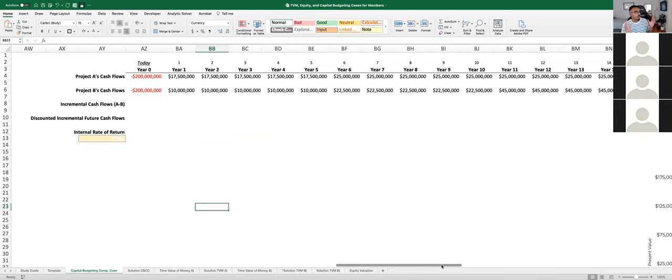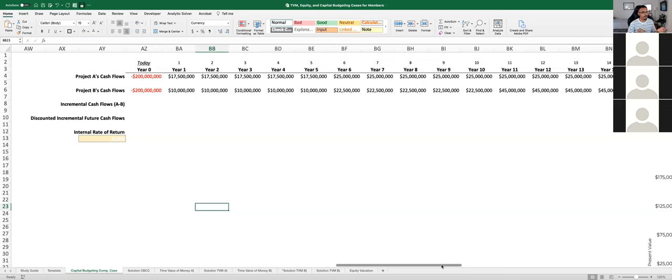If you remember what we did in the last sessions, we use the process of incremental cash flows, where we find a difference between these two projects' cash flows on a year-to-year basis, and then we discount them. Or we solve to find their IRR, because that's going to give us our crossover rate, the point at which these two projects have the same NPV.